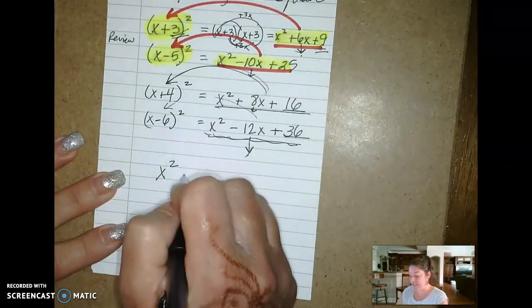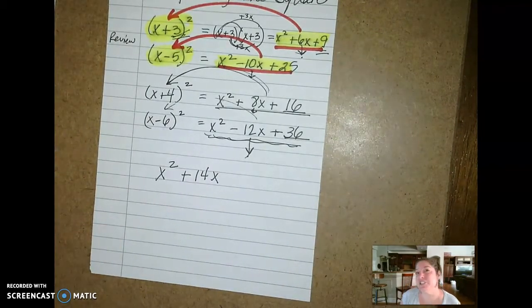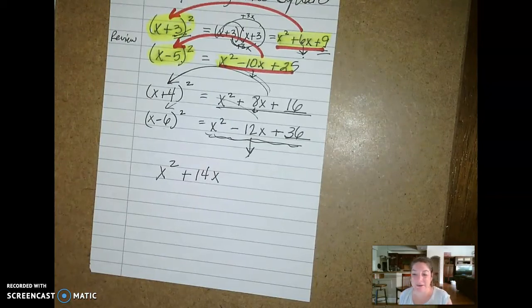Let's do that one more time. If I had x squared plus 14x, what can I do to this binomial? It's only got two terms. What can I add to it so that I can get those parentheses?